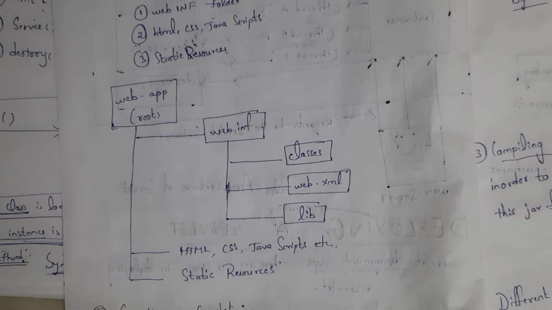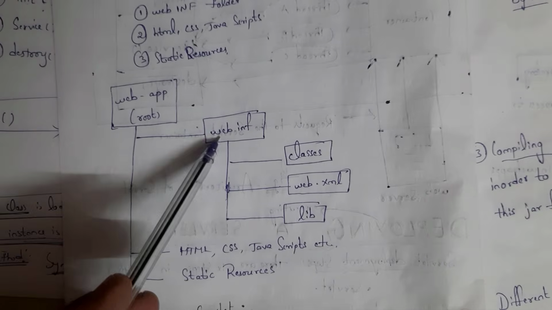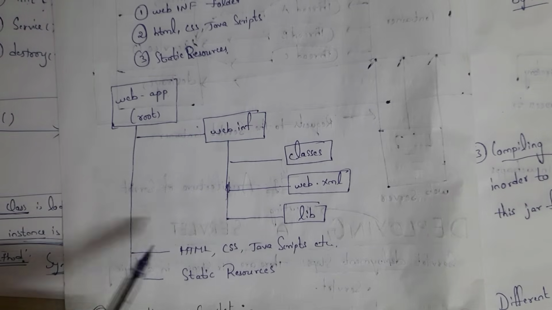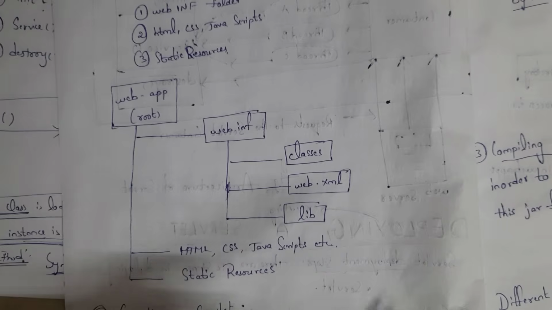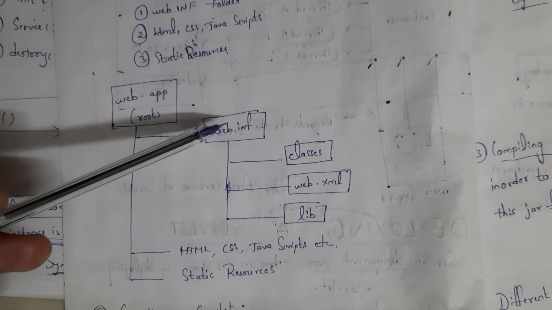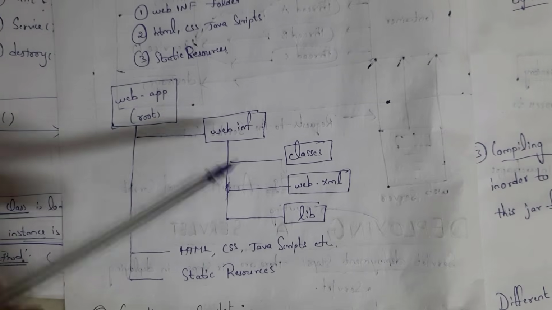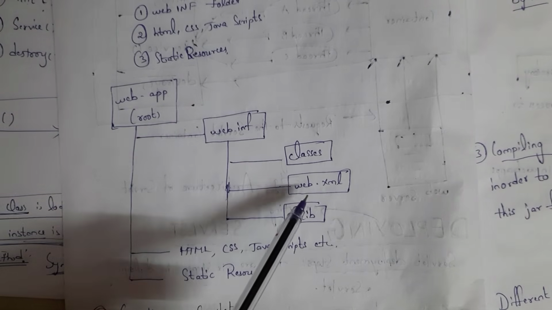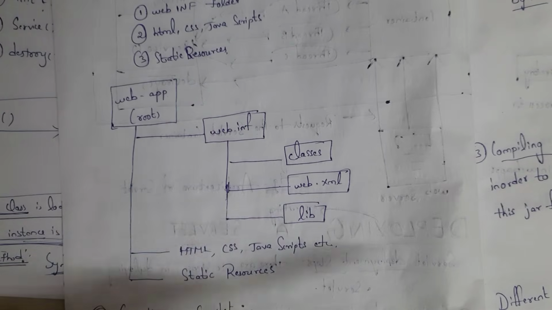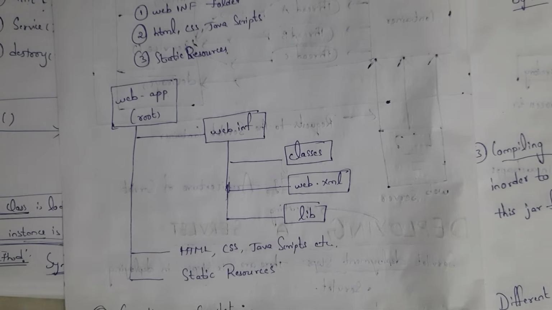there are 3 subfolders. The first one is the WEB-INF folder, the next one is HTML, CSS, JavaScript, and the third one is static resources. Inside the WEB-INF folder, there are 3 things: first, classes; next, the web.xml file; and third, the lib folder. These are the 3 items that the WEB-INF folder contains. This is the diagram of the directory structure.